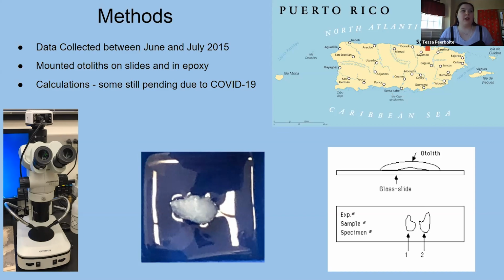Here we have a picture of the microscope we used, the picture of the otolith and epoxy, our wonderful map of Puerto Rico, as well as an example of how we put the slides and the otoliths and the thermoplastic cement all together so that we could read the otoliths.